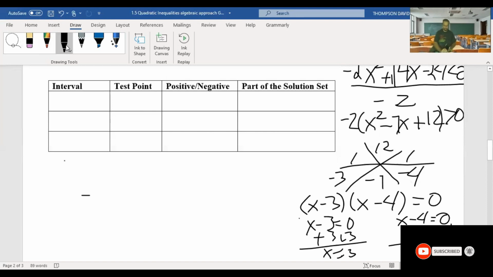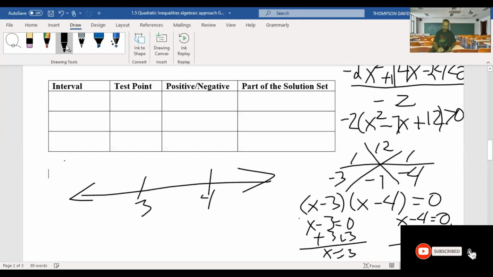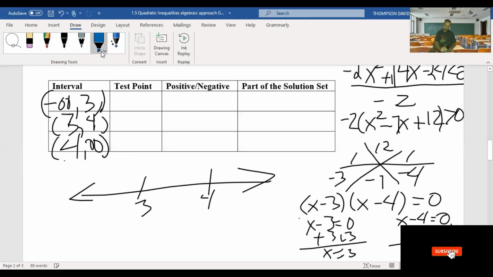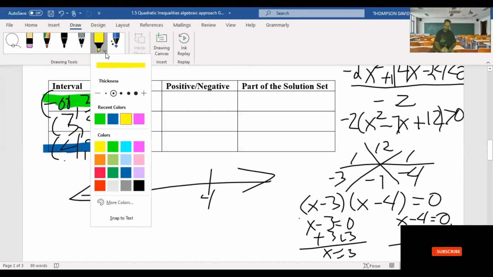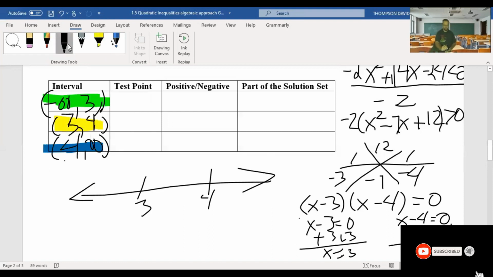Okay, on a number line, we have 3 and 4. So our intervals will be from negative infinity to 3, 3 to 4, and last but not least, 4 to infinity. Picking a number to the left of 3, we can use 0. Between 3 and 4, we'll use 3.5. And then bigger than 4, we'll just use 5.